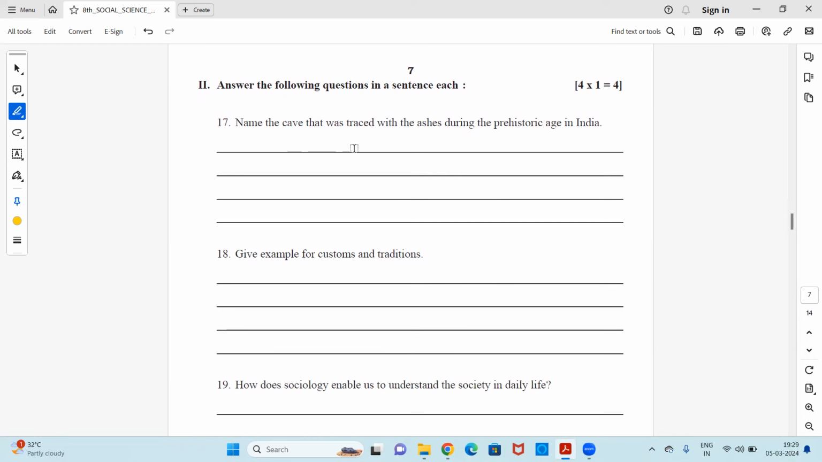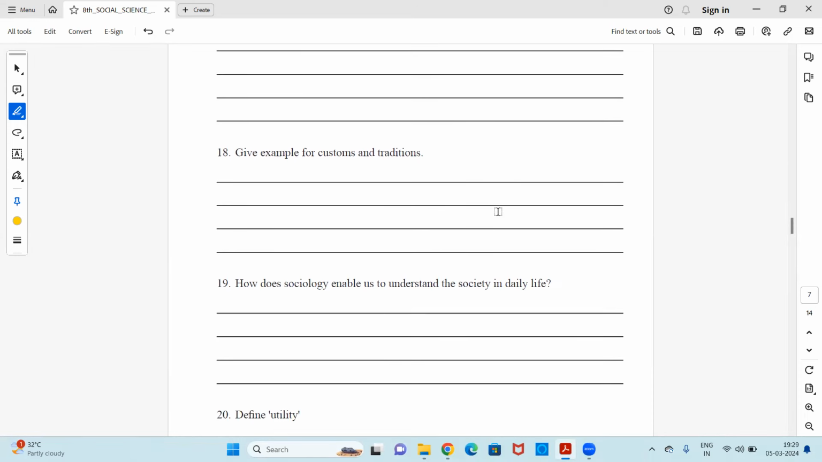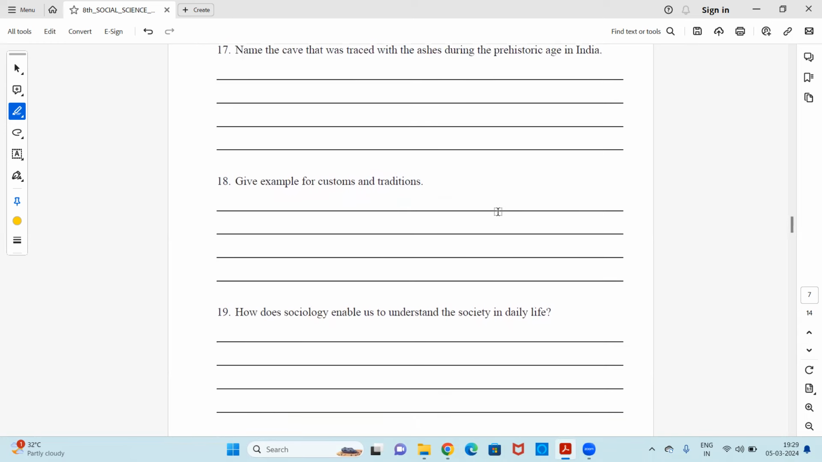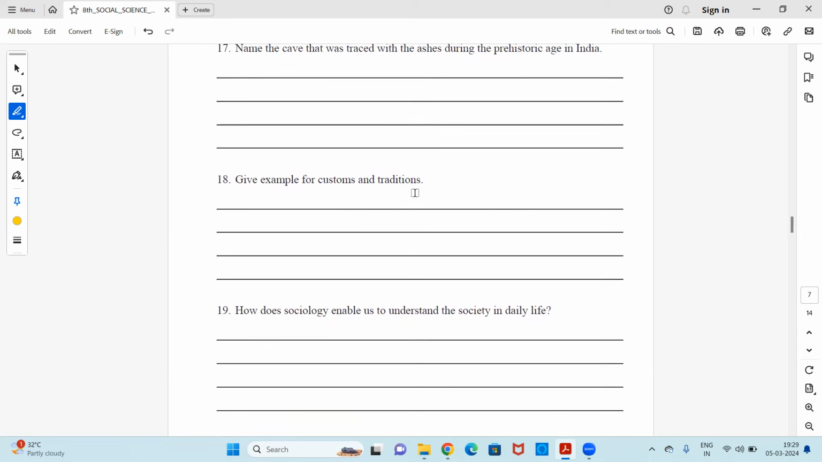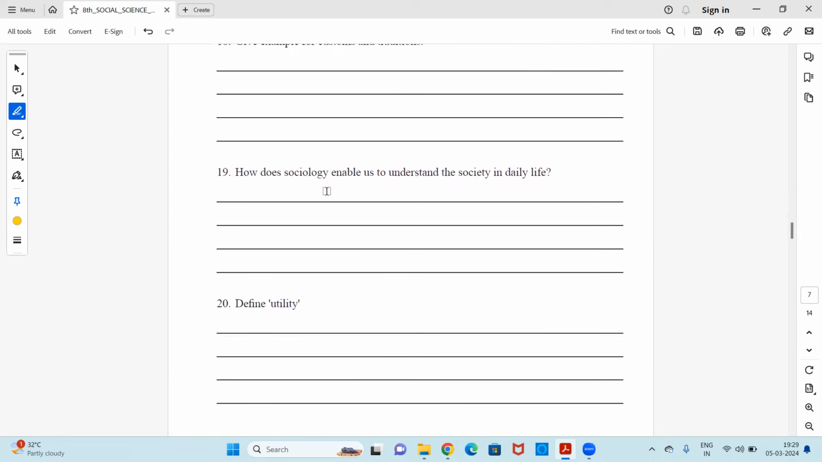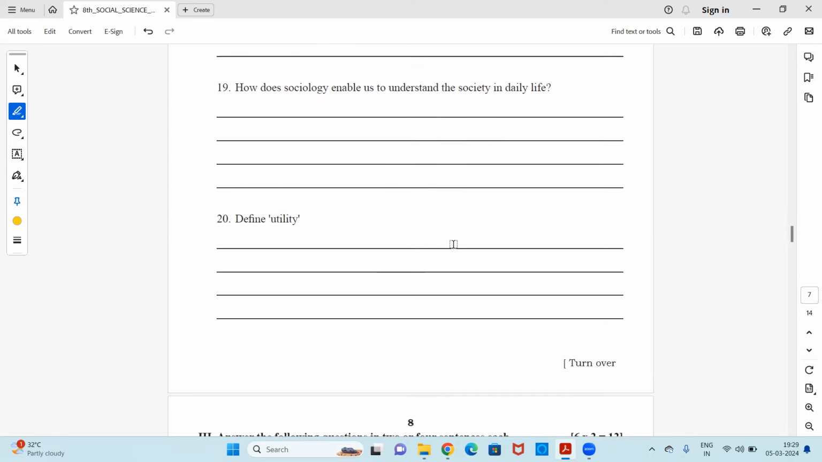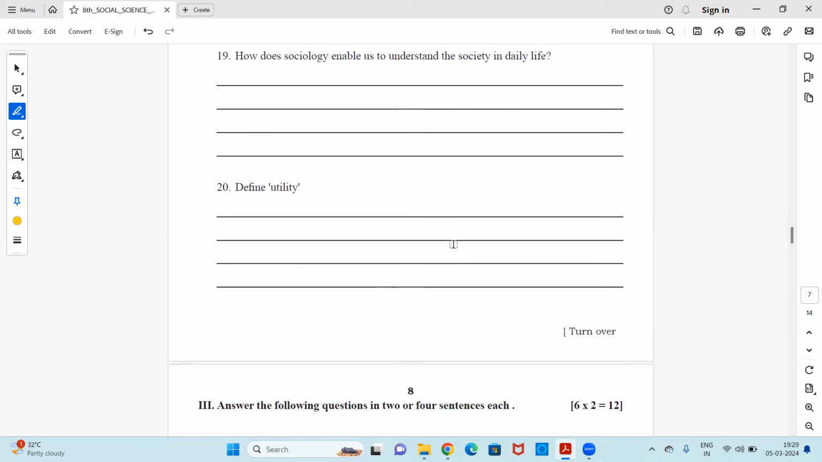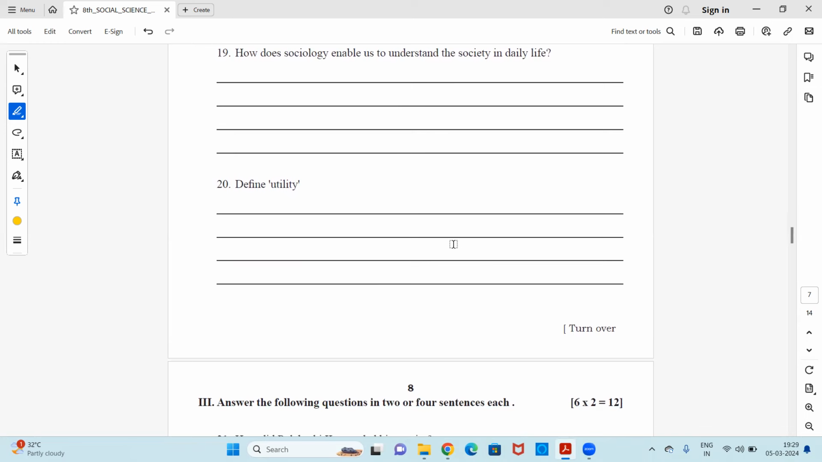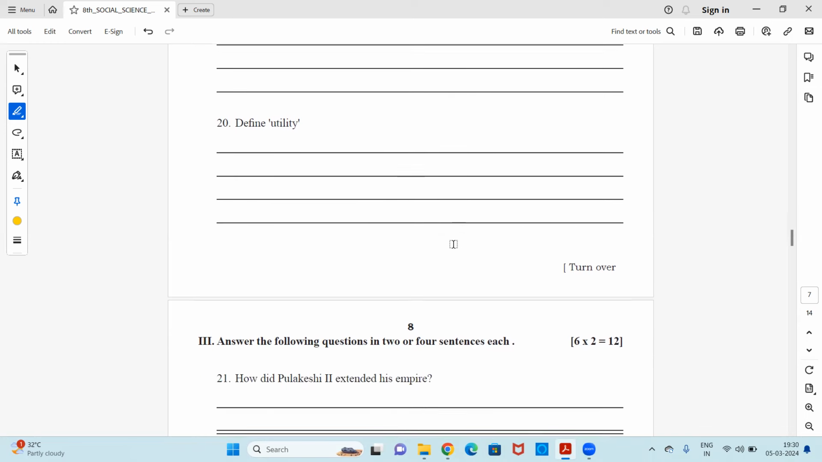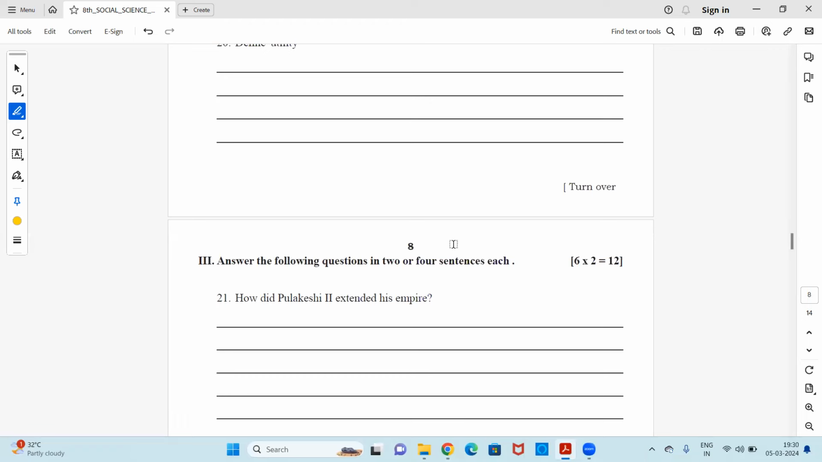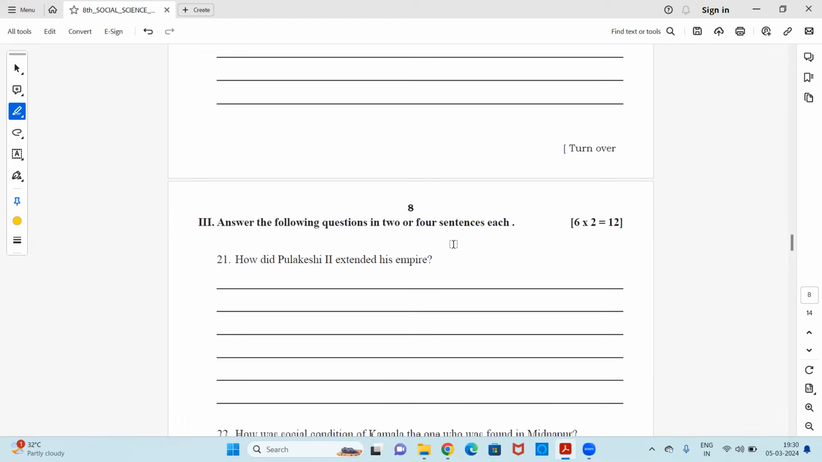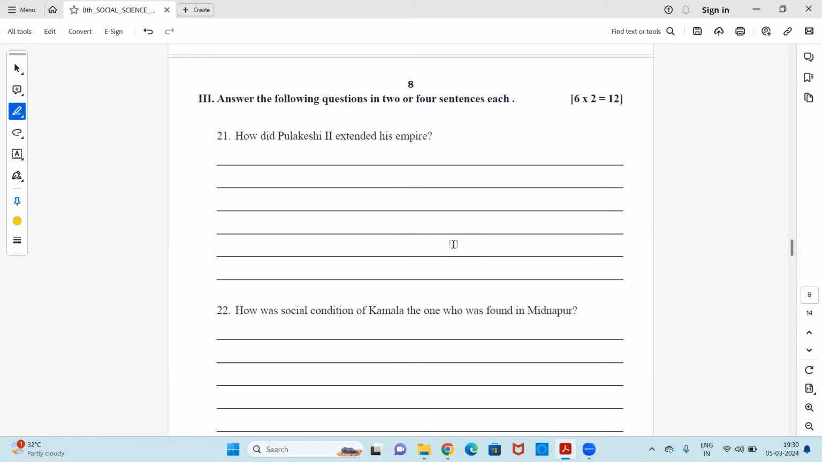Name the cave that was traced with the ashes during the prehistoric age in India. Okay, these are one mark questions, short answer questions. Give examples for customs and traditions. How does sociology enable us to understand the society in daily life? Define utility. All these are small, short answer questions of one mark each, and the notes of all the chapters have already been uploaded. The playlist, again I'm repeating, will be shared in the end screen. Please go to it and look at the notes, and you will find the answers already over there.